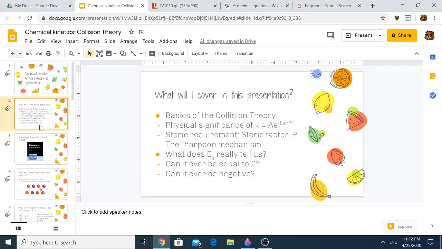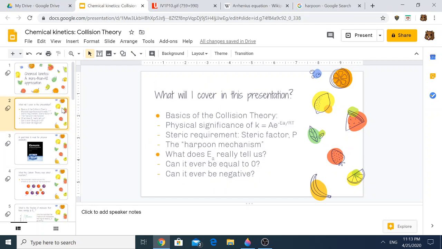I'll be going through some of the fundamentals of this theory of reaction rates called collision theory. I want to bring you to understand how the Arrhenius equation, which gives the relationship between the activation energy of the reaction, Ea, the rate constant k, and the temperature at which the reaction is conducted, T, comes about. I will also be discussing some lesser known concepts, such as that of the steric factor and the harpoon mechanism.